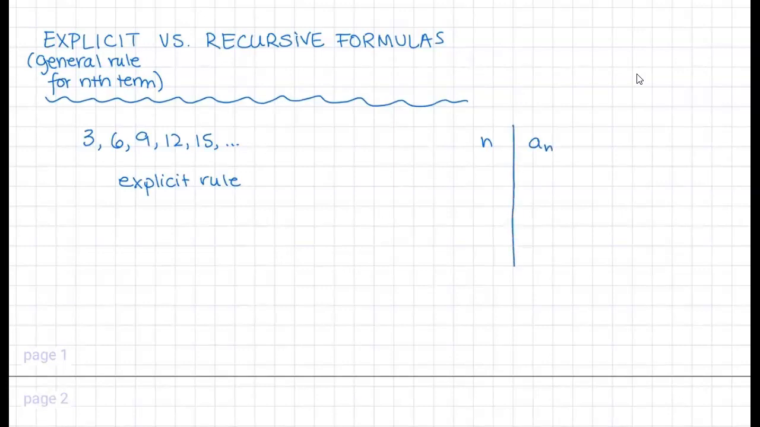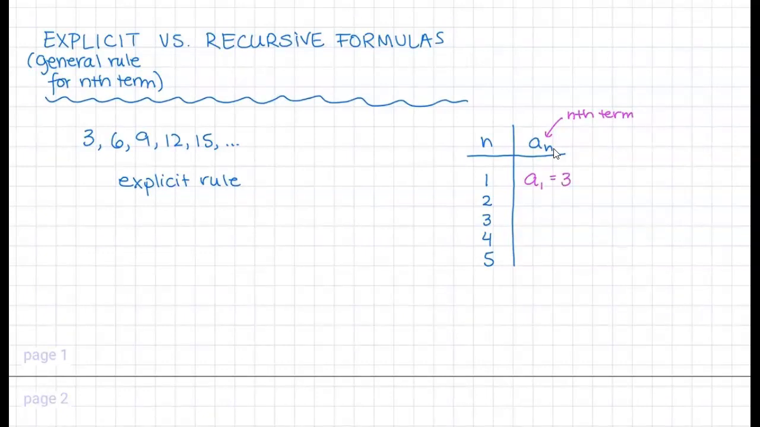I'm going to make a T-chart that looks like this. Now I've used a new notation here. N is going to represent the term. So we have the first term, the second term, the third term, the fourth term, and the fifth term. Those are the known ones here. A sub n is the nth term. So when n is 1, we have a sub 1, the first term. And the first term in this case is 3.